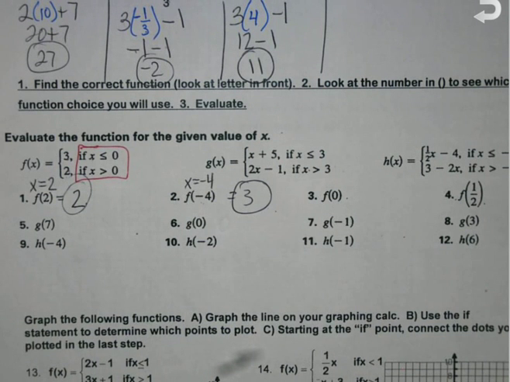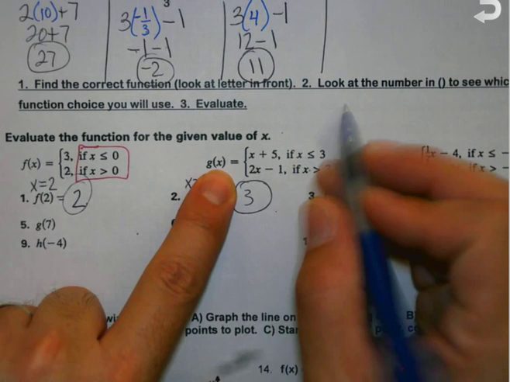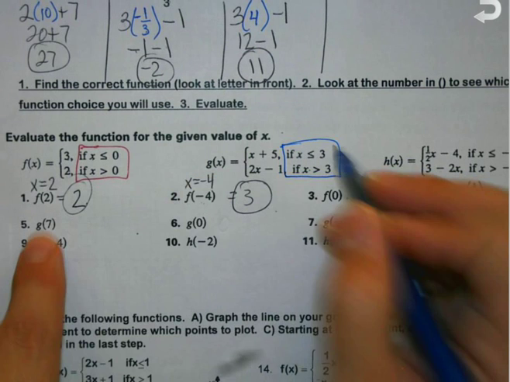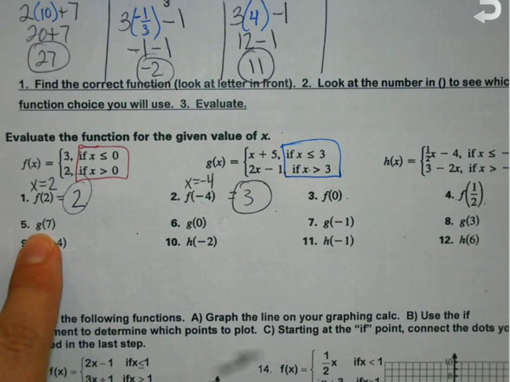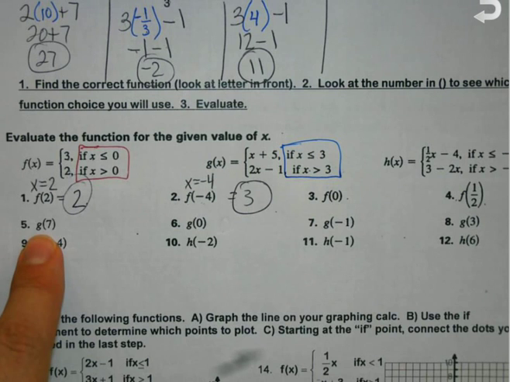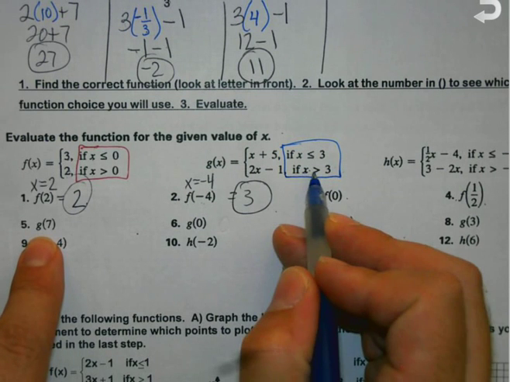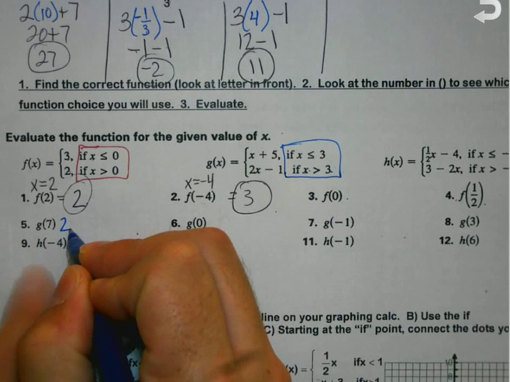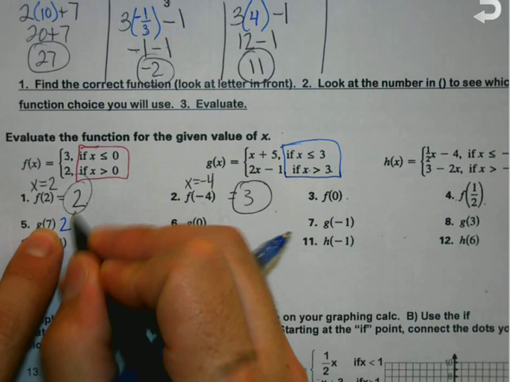So let's actually do one where we can plug something in here. So we're going to move to g of x. Okay, here's my g's. If x is 7, top or bottom? Bottom, because 7's greater than 3. So I'm going to plug in my 7 where the x is.